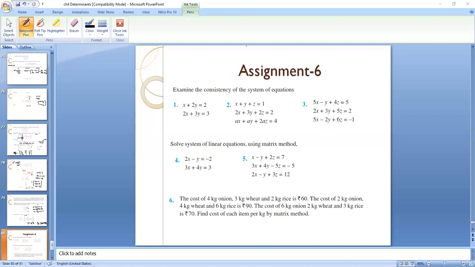Any doubt till now? We have 6 minutes. Are Jyoti, Harman, Himza clear what we have learned today or what we have learned in this chapter? Yes, ma'am. Yes, ma'am. Yes, ma'am.